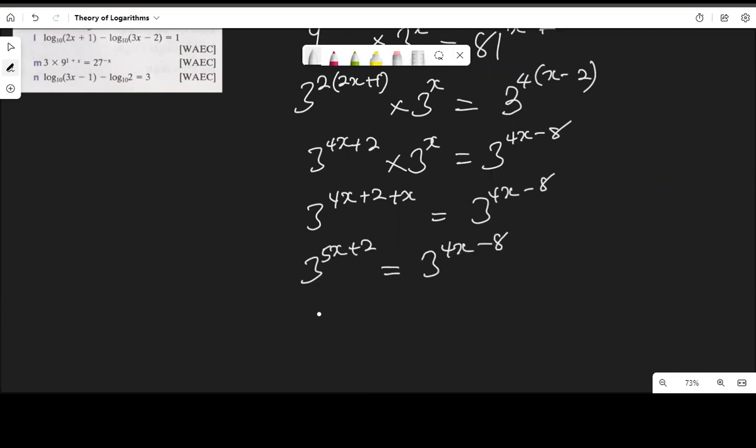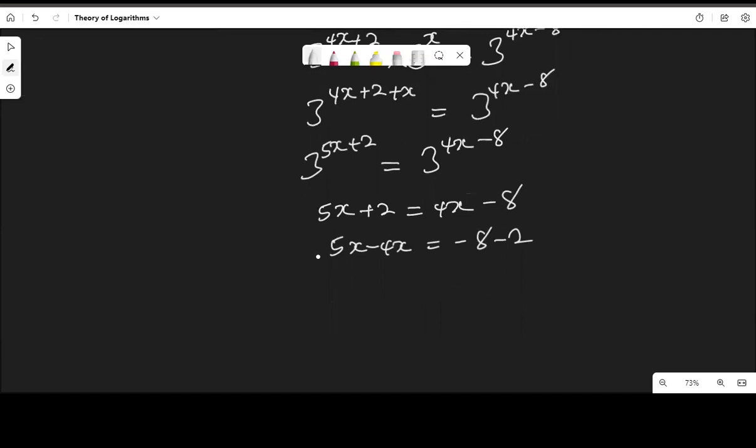The bases are the same, so we put the powers, 5x plus 2 equal to 4x minus 8. Collecting like terms, 5x minus 4x equal to negative 8. This 2 comes here and becomes minus 2. So that 5x minus 4x is x equal to negative 10.